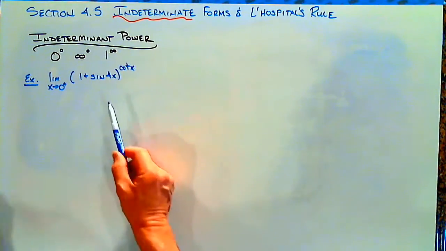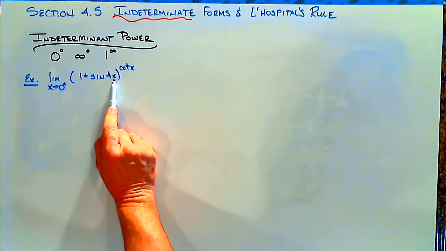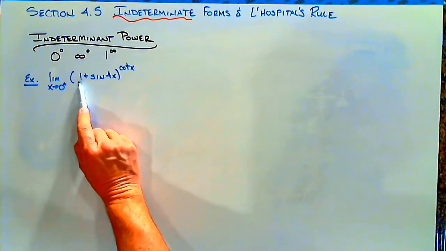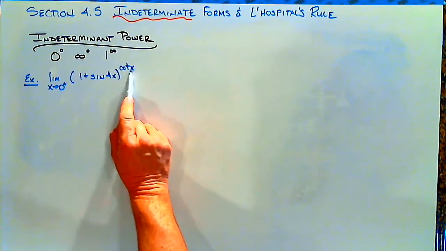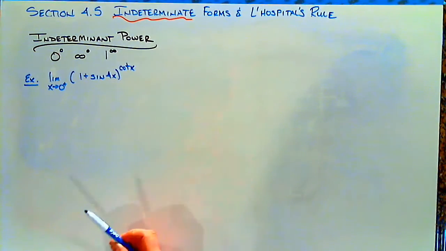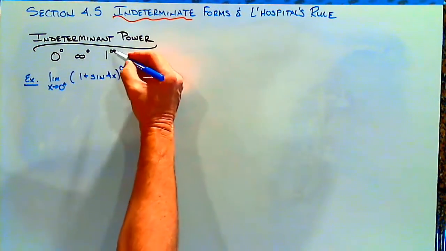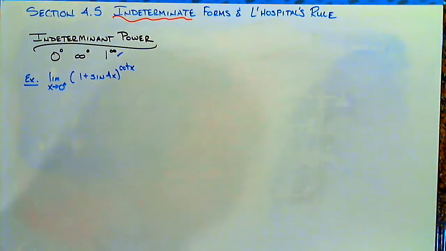If we put 0 in here, we get sine of 4 times 0. The 4 times 0 is 0. Sine of 0 is 0, so we get 1. Cotangent of 0. Well, cotangent's not defined at 0. 0 is one of the asymptotes of cotangent. So we get 1 to the infinity. That is one of our indeterminate powers.